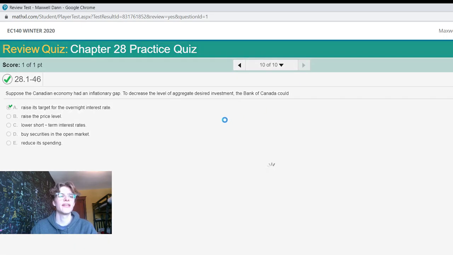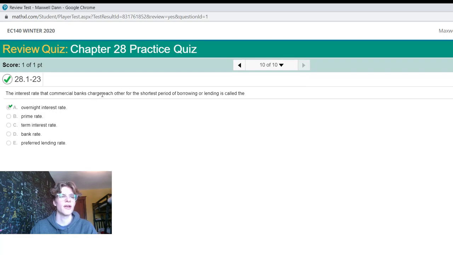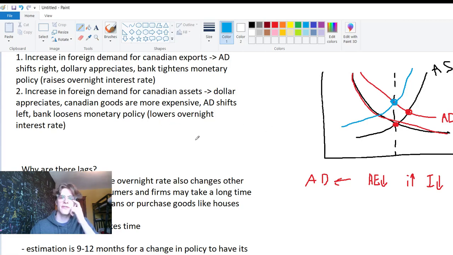And last one, the interest rate that commercial banks charge each other for the shortest period of borrowing or lending is called the overnight interest rate. A lot of these are not things. The prime rate is the rate that banks lend to their most valued customers that they're sure are going to repay it. I've never heard of the term interest rate. The bank rate is the rate that the bank sets, and then that range happens, and that becomes pretty much the overnight interest rate. And the preferred lending rate, again, I'm not sure what that is at all. So that's it for the quiz.